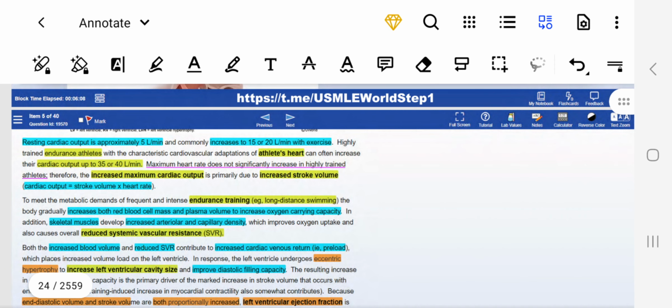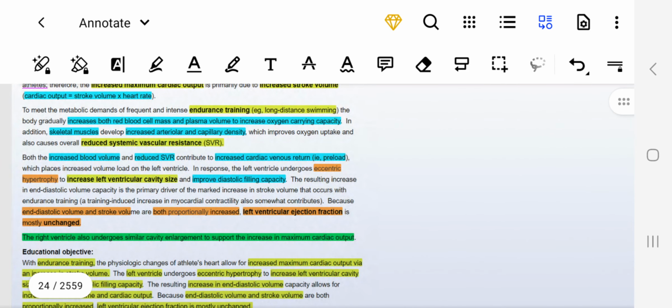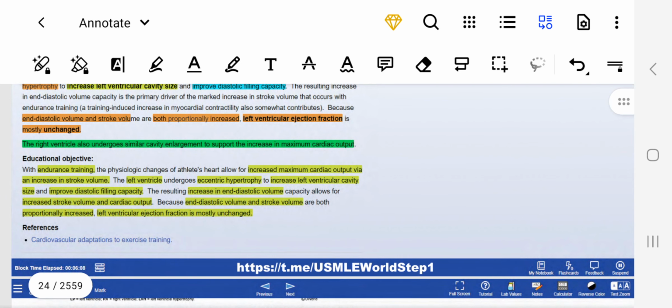And eccentric hypertrophy, that is to increase left ventricular cavity size, as I mentioned, and improve diastolic filling capacity. End diastolic volume and stroke volume are both proportionally increased, so the left ventricular ejection fraction is mostly unchanged. The right ventricle also undergoes similar cavity enlargement to support the increase in maximum cardiac output. So, endurance training increases maximum cardiac output via an increase in stroke volume.